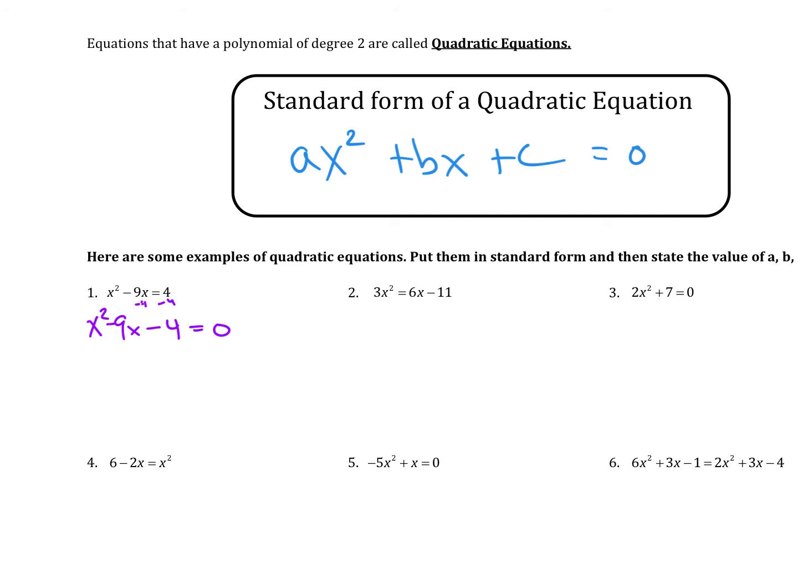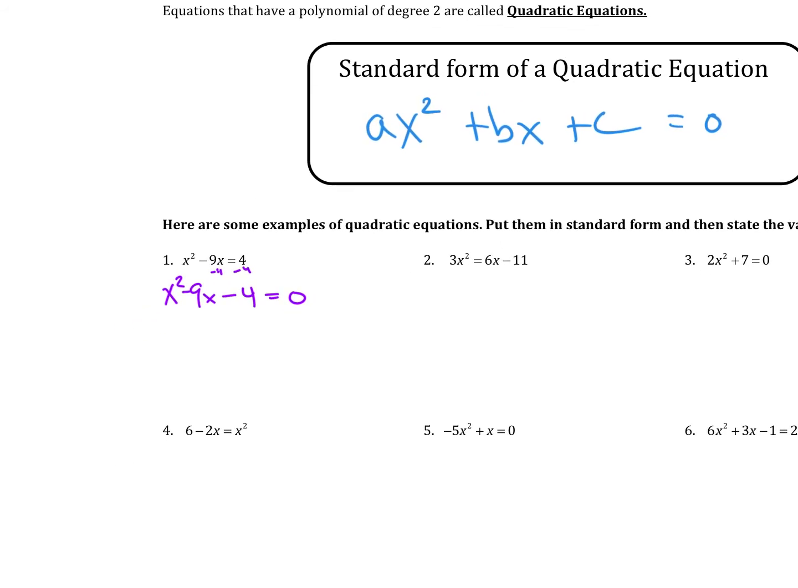And so what we do here is we're really lining this up with ax squared plus bx plus c equals 0. So the number in front of x squared, which in this problem is a 1, is my a value. So when I am listing off a, b, and c, I'm going to say a equals 1, and then b is the number in front of x. So that's going to be negative 9. So b equals negative 9. And then c is the constant, the number that doesn't have an x, that's negative 4. A is 1, b is negative 9, c is negative 4.